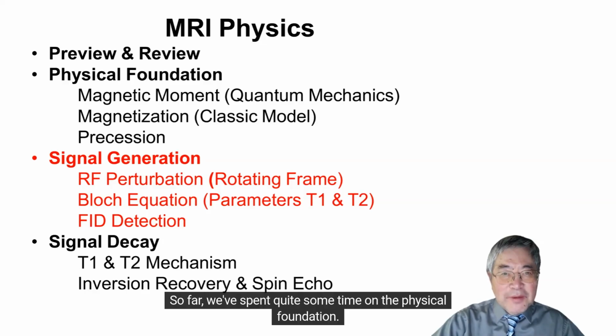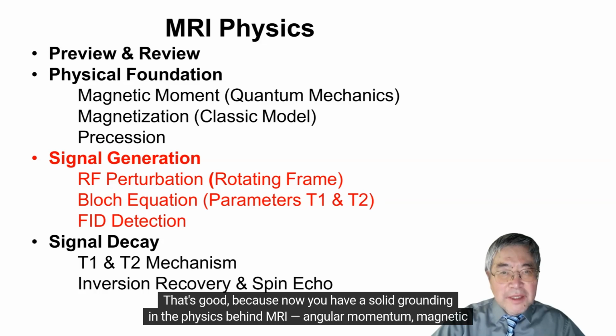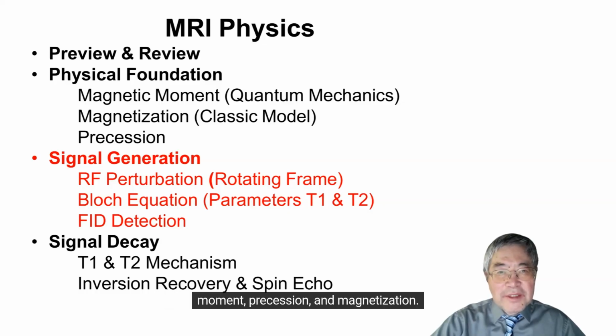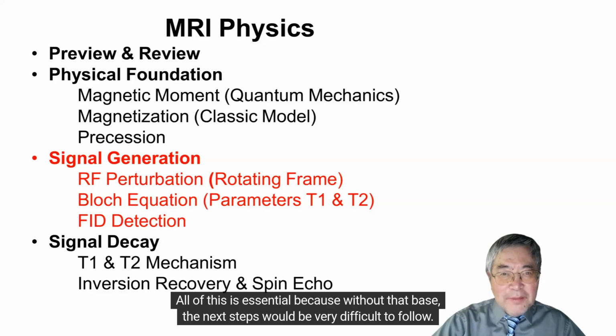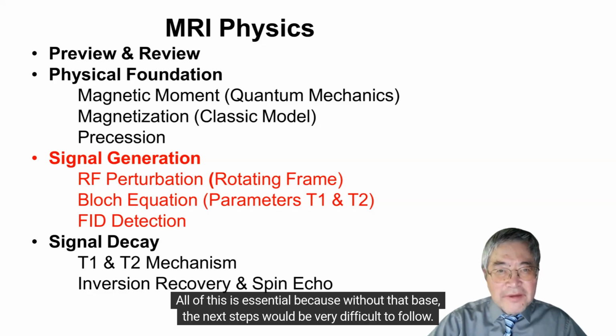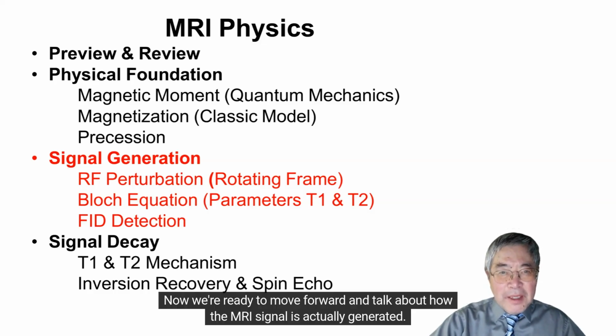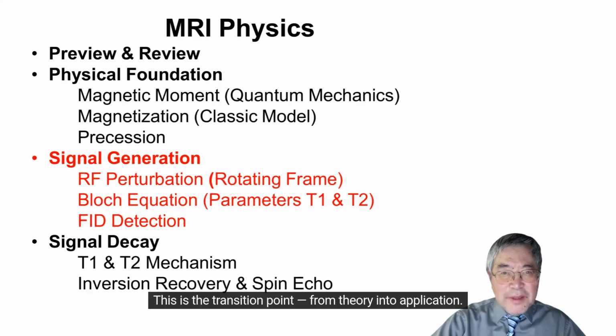So far, we've spent quite some time on the physical foundation. That's good because now you have a solid grounding in the physics behind MRI: angular momentum, magnetic moment, precession, and magnetization. All of this is essential because without that base, the next steps would be very difficult to follow. Now we're ready to move forward and talk about how the MRI signal is actually generated. This is the transition point, from theory into application.